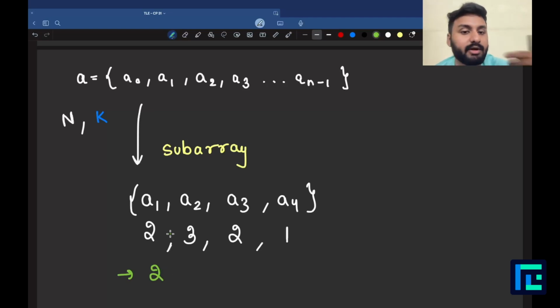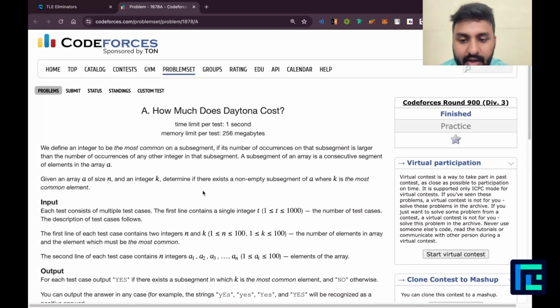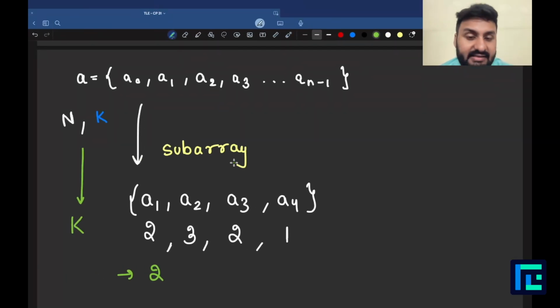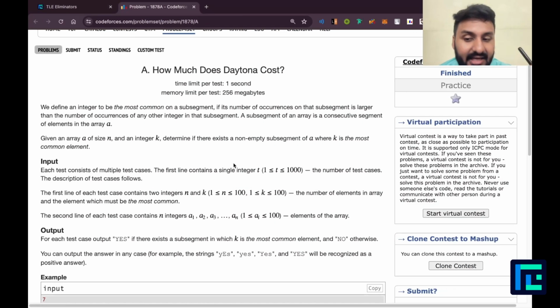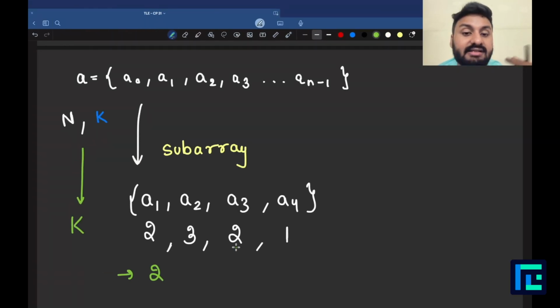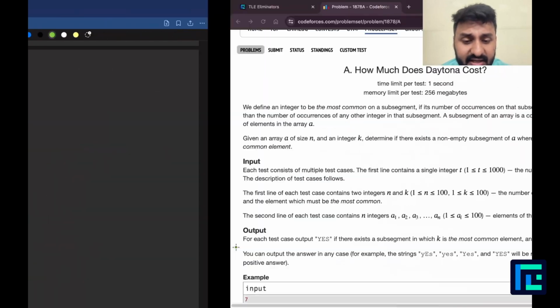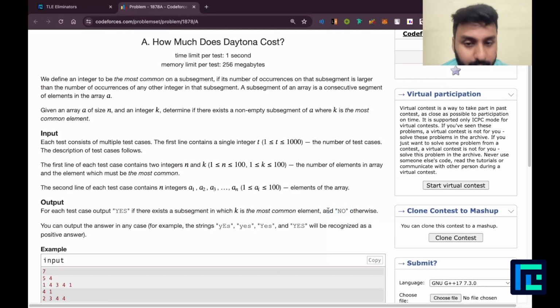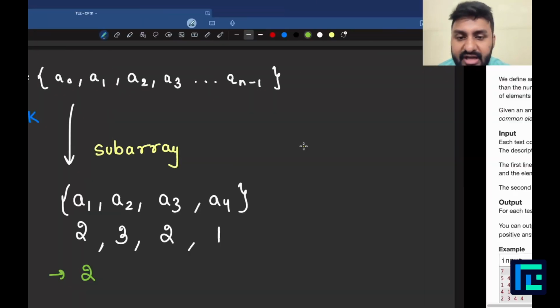Now, this is what is given as k. So what they are simply saying is, you have been given a value k. We are asking if there exists such a subsegment in this array, or such a subarray, where k is the most common element, or the element which has the highest frequency. If there is, we have to simply print a yes. And if you don't find anything, then the answer is simply no. Alright, so a very, very simple problem.